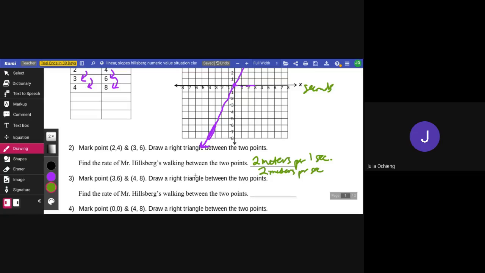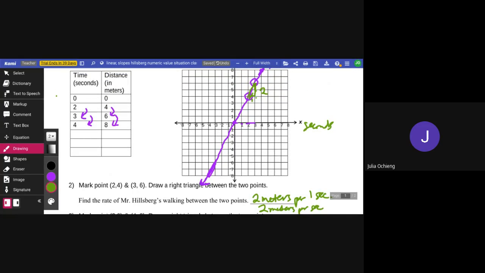All right, number 3, mark dots 3, 6, and 4, 8. So we're going to do that again, except between 3, 6 and 4, 8.